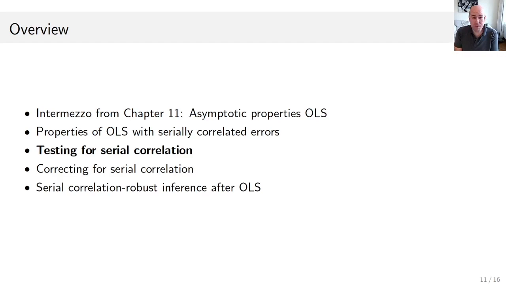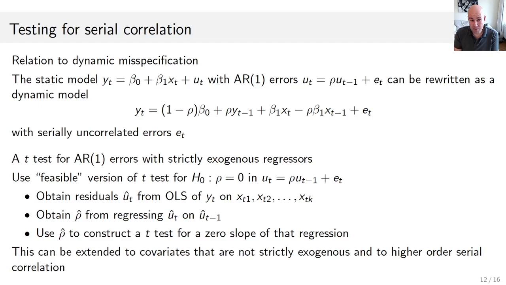But if you care first about learning whether there is serial correlation, so whether you should actually correct for it in order to get more efficient estimates, then you need to know how you can test for serial correlation. And it is instructive to look into this anyway, because it teaches you a little something about the model.